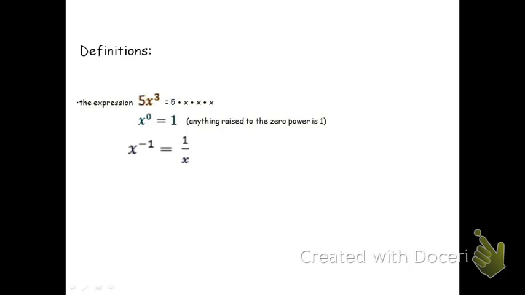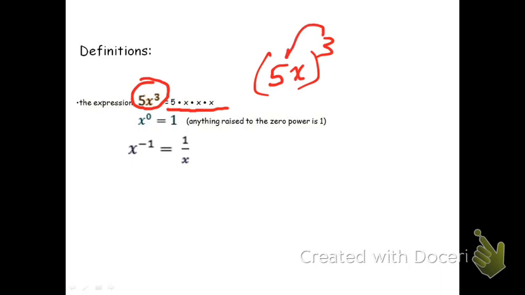Okay, a couple of definitions. First of all, here, when we're raising 5 times x to the third, remember you're only raising x to that third power. You're not raising 5 to the third power. It's x times x times x. Now if I had it written like this, 5x to the third, where the 5x was in parentheses, that tells me to raise everything in there to the third power.